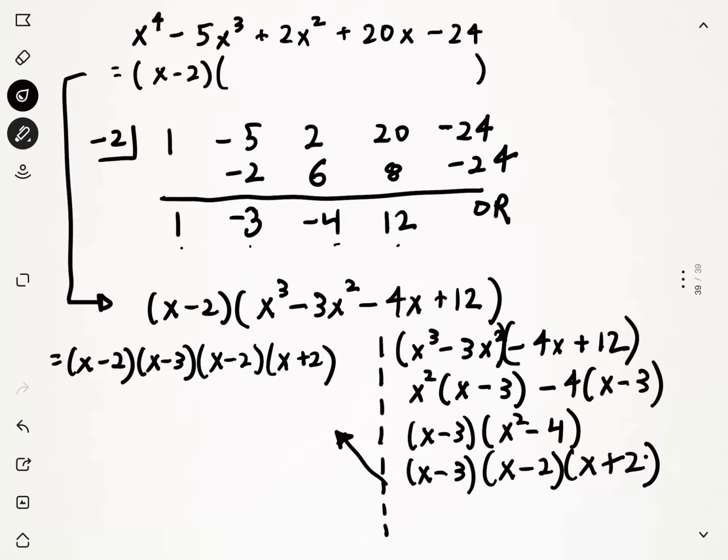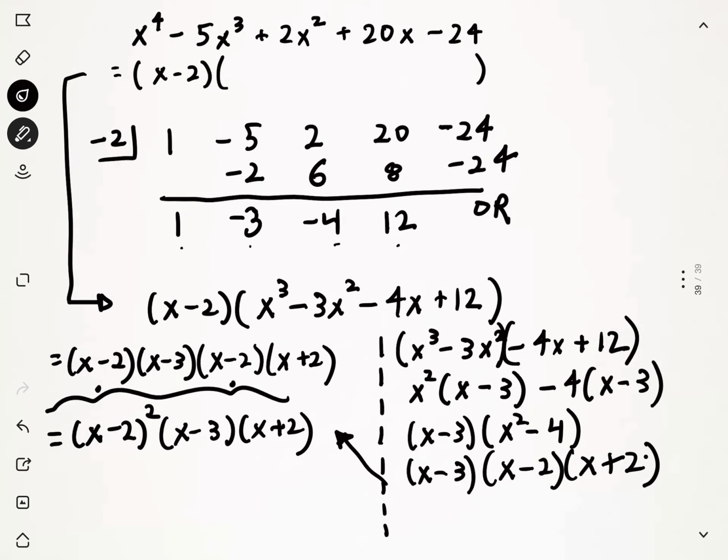And now we factored our degree 4 polynomial. We've got it factored into 4 separate factors. This is a good answer. This is an acceptable answer. However, we can make this a little bit more concise because you can see an x minus 2 and another x minus 2. So why not go one step further here and say x minus 2 squared and then x minus 3 and x plus 2. And there we go. We've arrived at the solution.